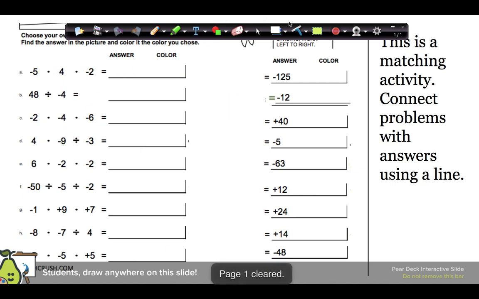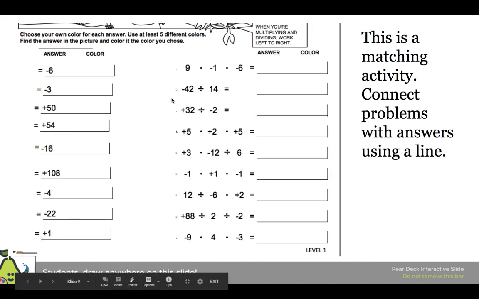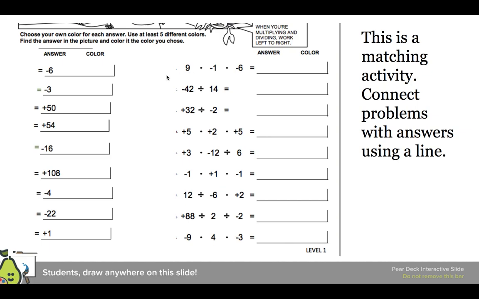And then the next card is very similar, just going the other direction. So the problems are on the left and the answers are mixed up on the right. So we're going to continue this week working with multiplying and dividing integers. And that is a recap for Monday, November 16th.